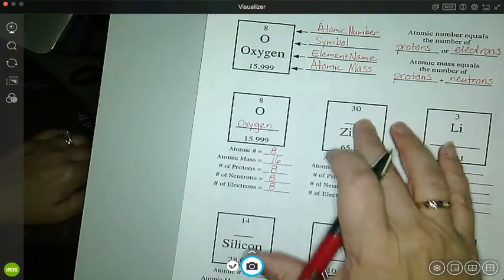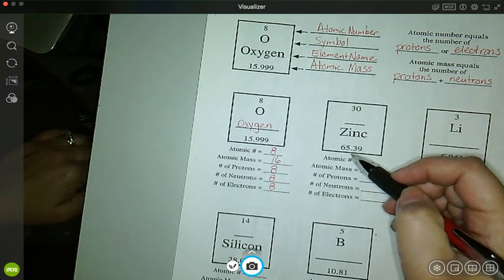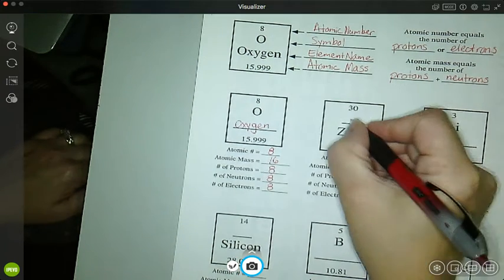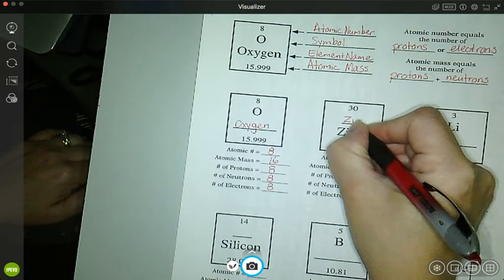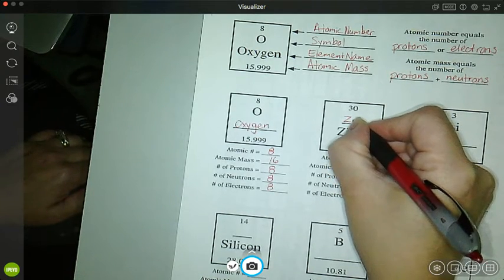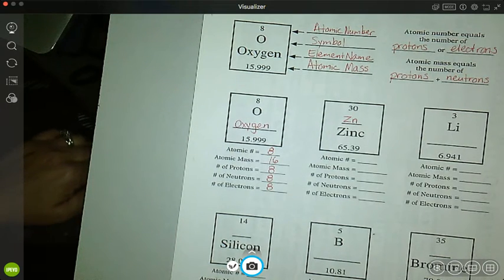Let's try this one here. So zinc, what is the symbol for zinc? What kind of Z? Again, that's one you need to know. So what's the N look like? No. Lowercase. What's my atomic number?